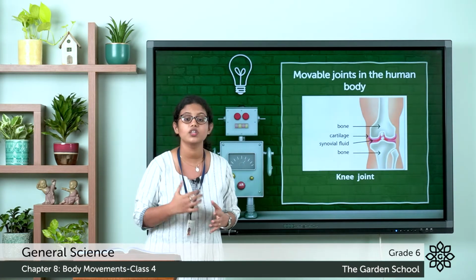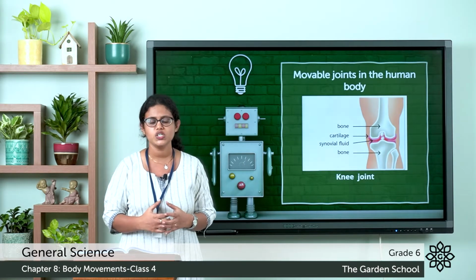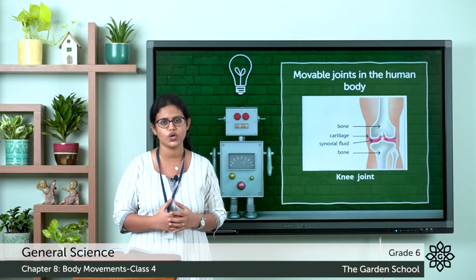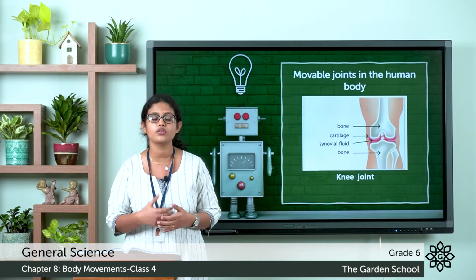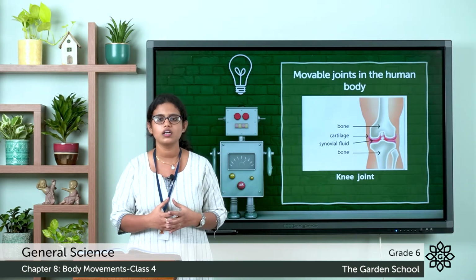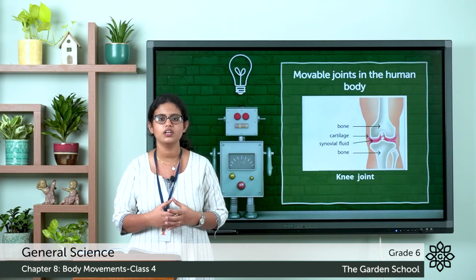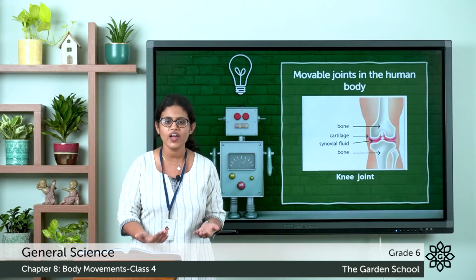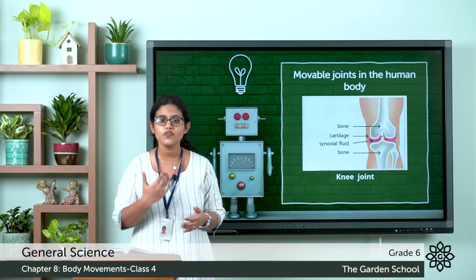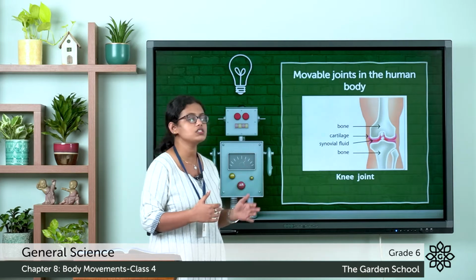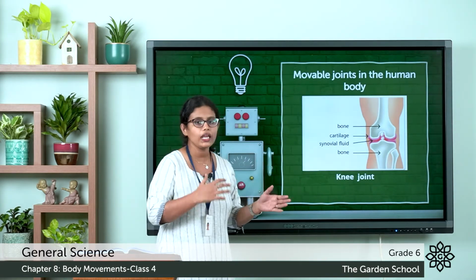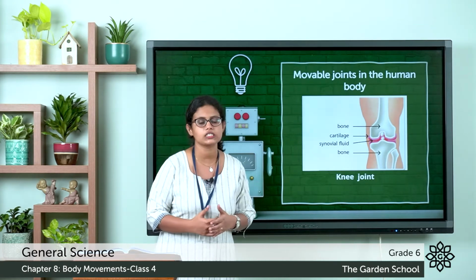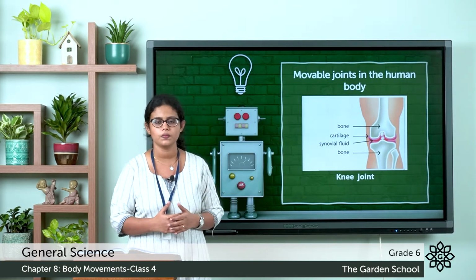Next is movable joints in the human body. Here you can see the picture of the knee joint. So the movement of our knee is due to the movable joint. While we walk or run, the bones rub against each other and they cause a tremendous amount of pain. So to prevent that, we have a fluid that is present in the joint, in between two bones, and that fluid is called the synovial fluid.